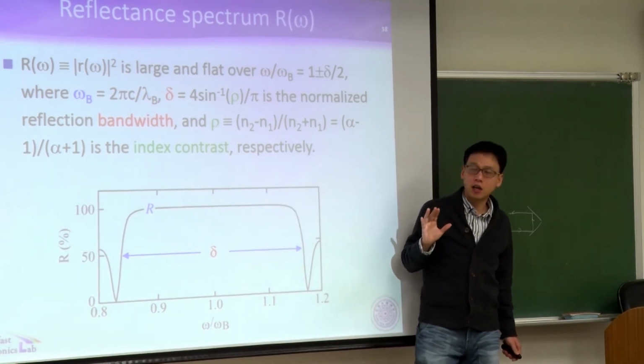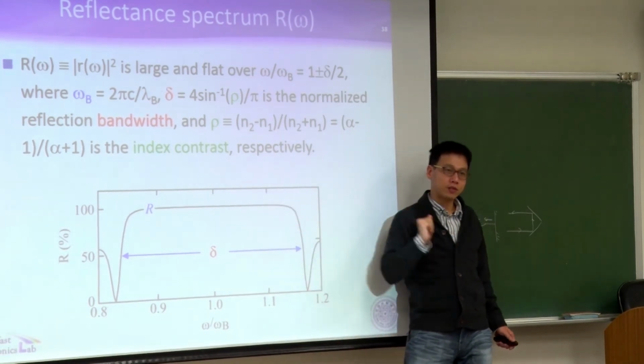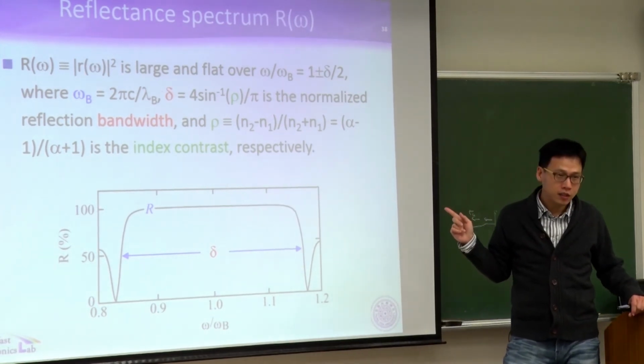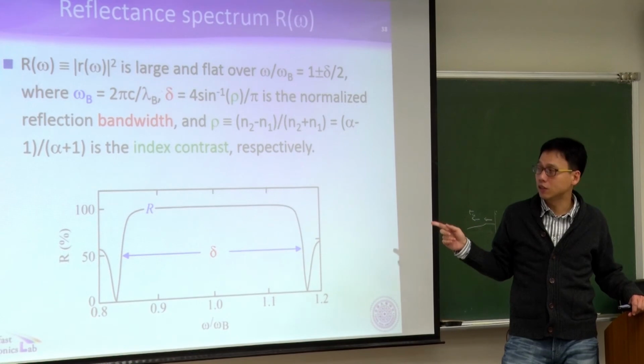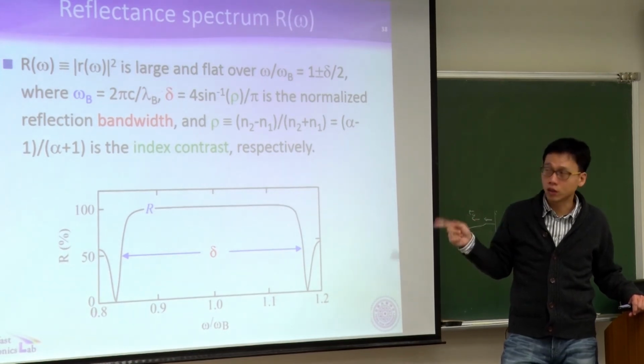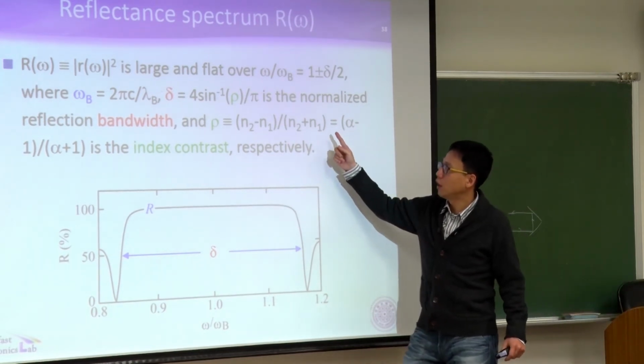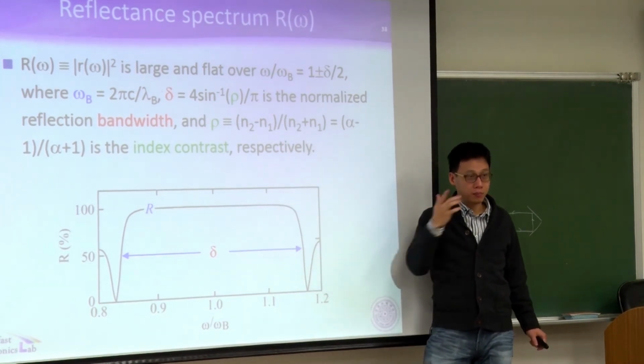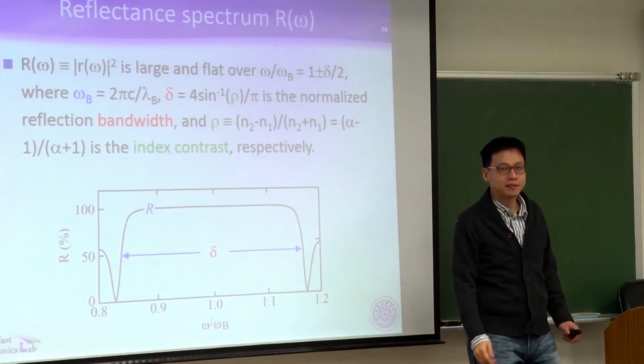But this formula shows the reflection bandwidth depends on index contrast. The larger the contrast, the broader the reflection bandwidth. 所以你拿一个 DBR 来当反射器，你希望它工作的频宽越大，你要做的事就是 n1 n2 的折射率差要够大，对比度大，这个频宽就会大。Okay?